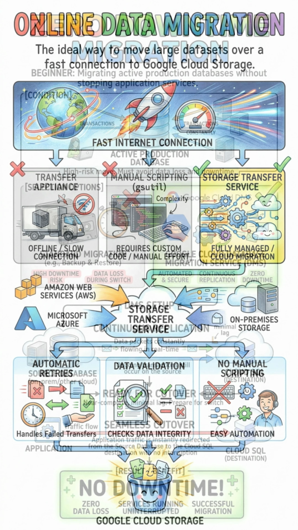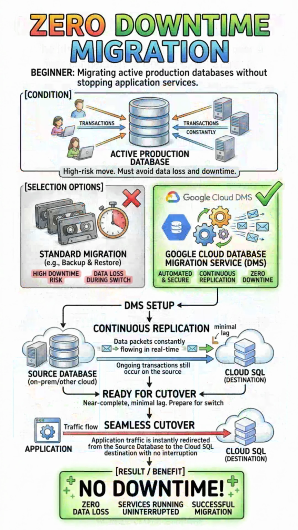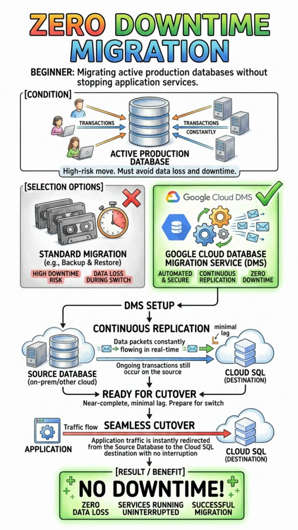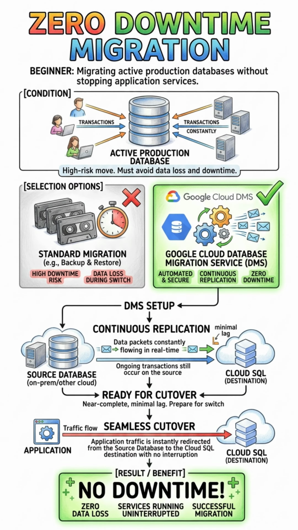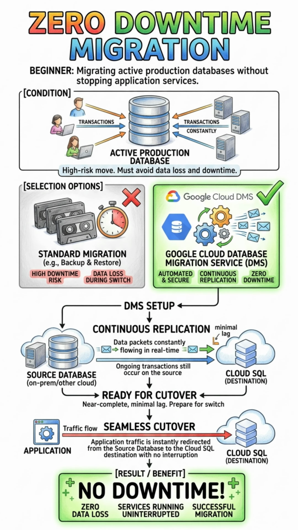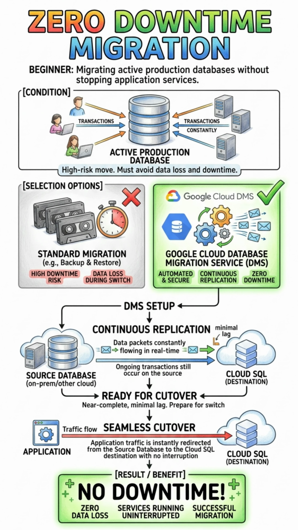Migrating active production databases is incredibly risky because you absolutely cannot afford to lose customer transactions during the switch. The Database Migration Service provides a highly automated and secure way to migrate relational databases into Cloud SQL with virtually zero downtime. It continuously replicates data from your source database to the cloud, allowing you to seamlessly cut over your application traffic whenever you are completely ready.